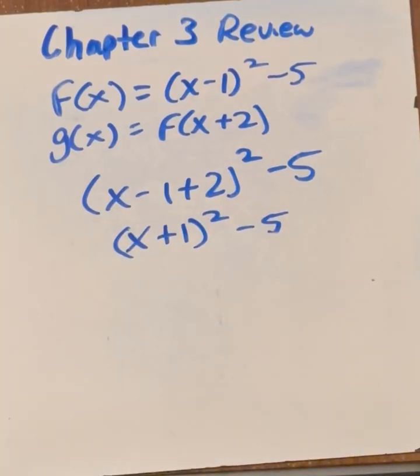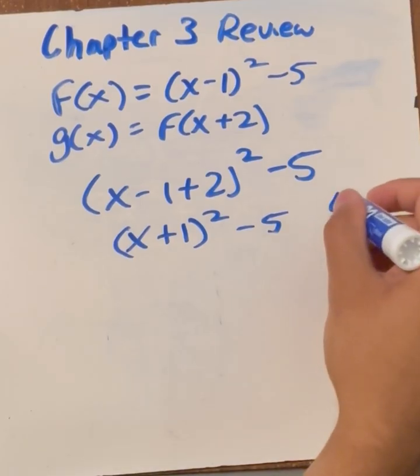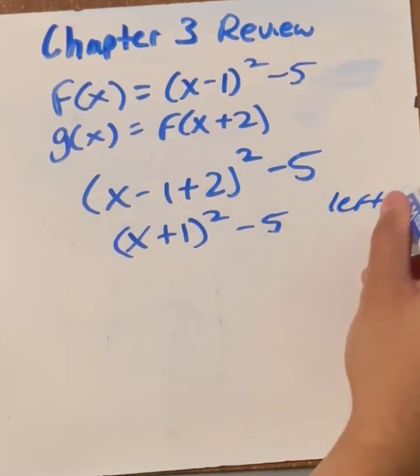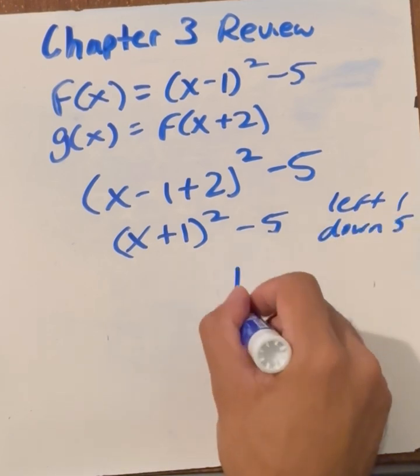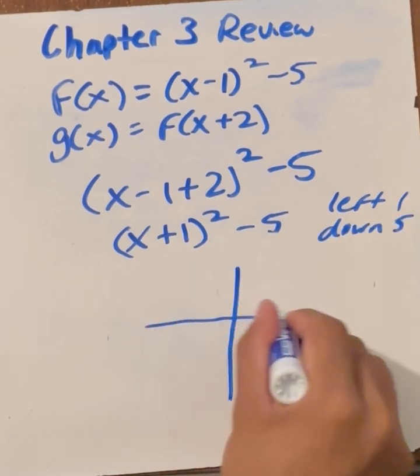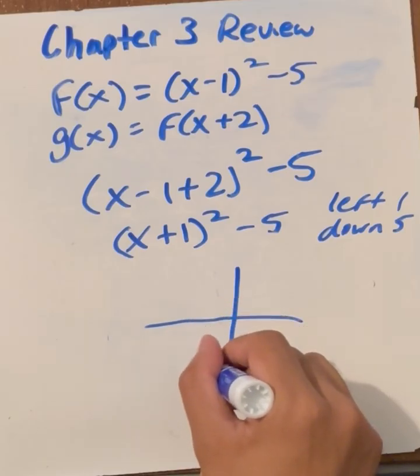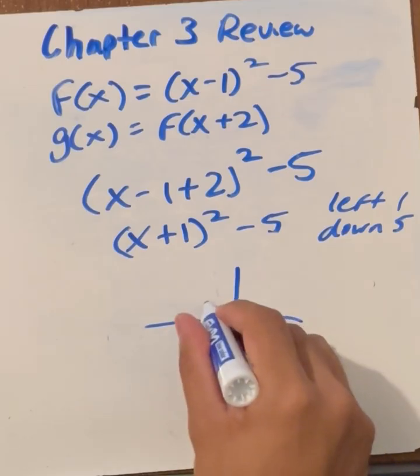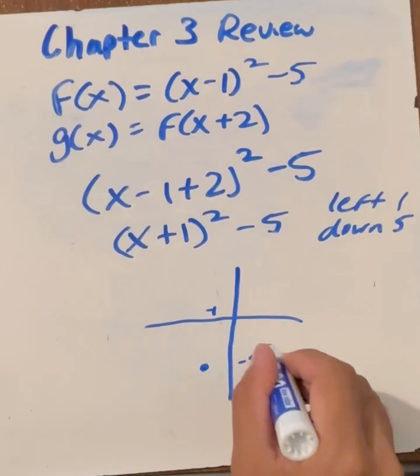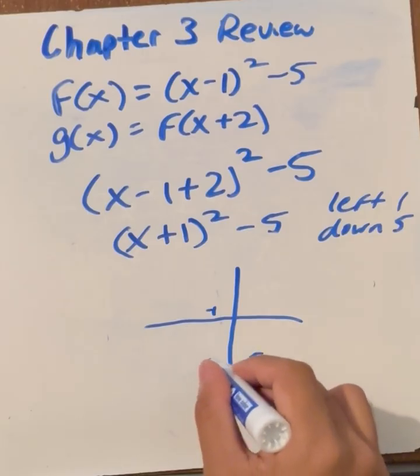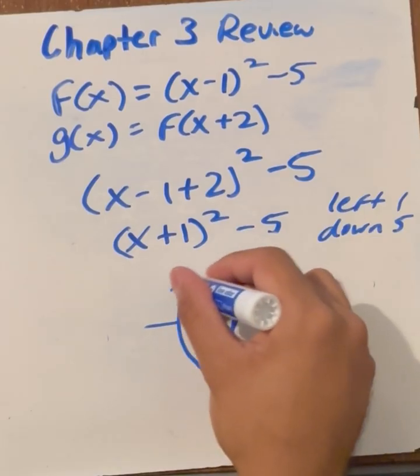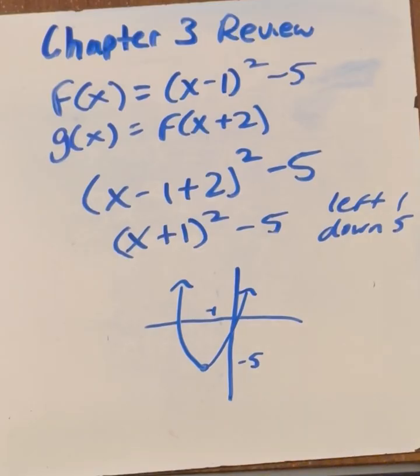Okay, so if we know that this was left by 1 and down by 5, we're going to look for a graph that moves our function left by 1 and down by 5. So our vertex should be here at negative 1, negative 5. This is something that looks like that. Okay.